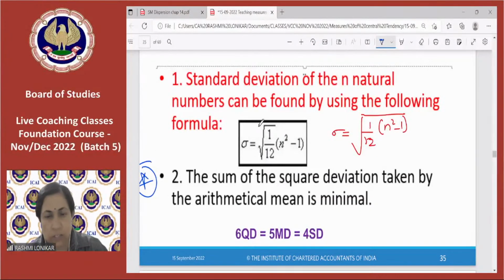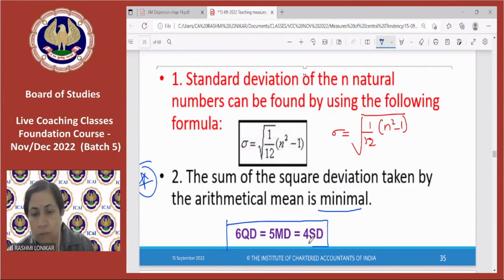So standard deviation of n natural numbers can be found out by sigma is equal to square root of 1 upon 12 (n square minus 1). And second, the sum of square deviations taken about the arithmetical mean is minimal. Okay, this is a theory question. And this is an empirical formula.